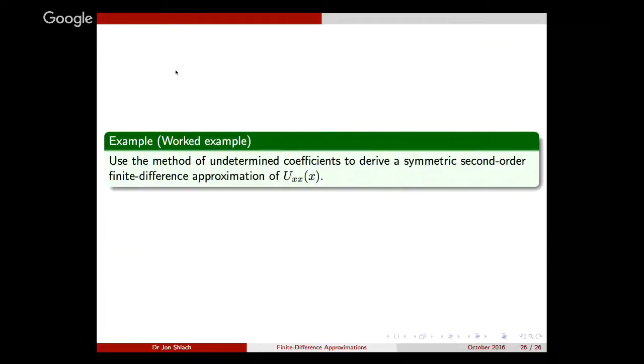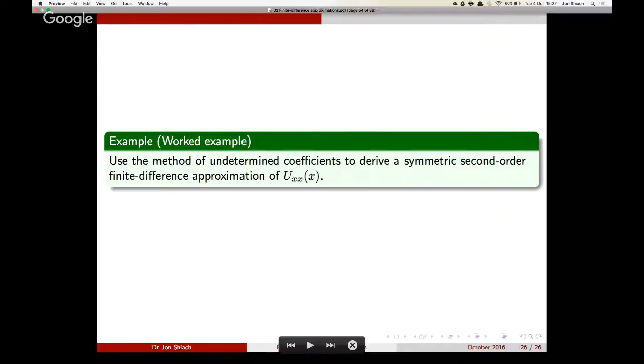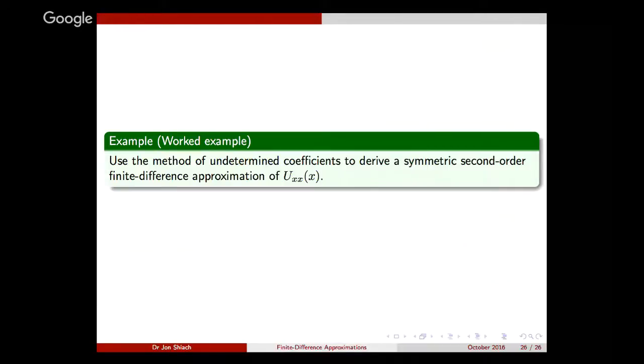Okay, so the last thing we're going to be looking at today, I've worked too hard today. On page 22, we're just going to go through a worked example.